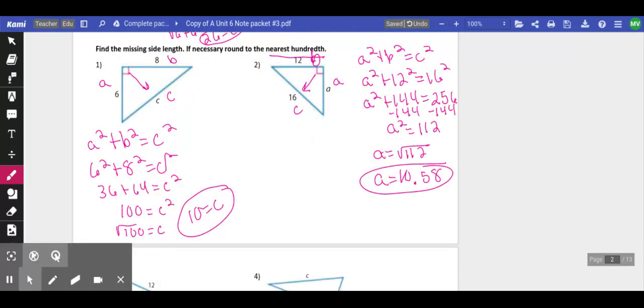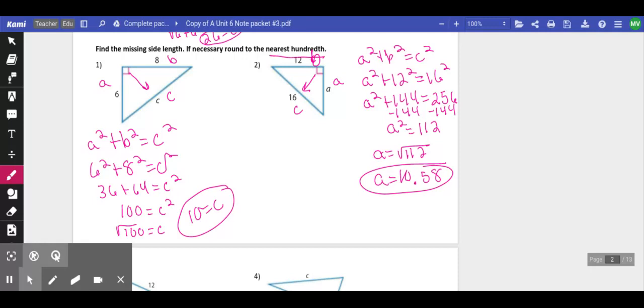So again, I labeled my triangle, a squared plus b squared equals c squared. Remember, c always has to be the side across from the right angle. I substituted. I did see 6 squared, which is 36. 8 squared is 64. I added 36 to 64, and I get 100. To get c, I take square root of 100, so c equals 10.